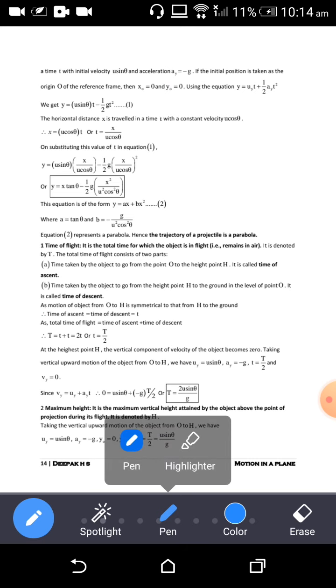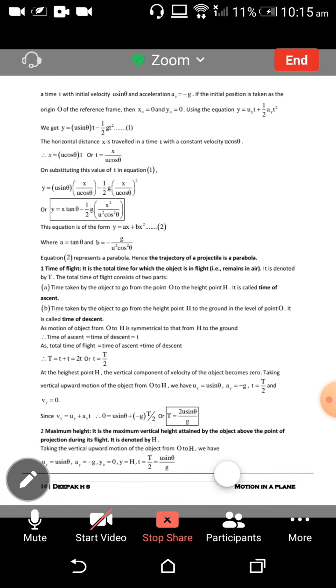So hence, the value of a comes out to be tan theta and the value of b comes out to be minus g divided by 2u squared cos squared theta. So hence equation 2 represents the trajectory of a projectile, I mean it represents the equation of a parabola. Okay, so hence the trajectory of a projectile is a parabola. I think till here we discussed in the last class, right?